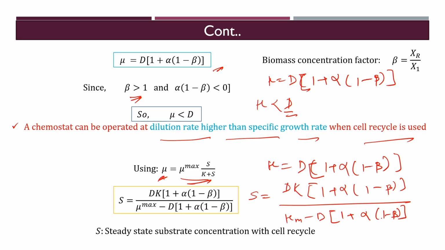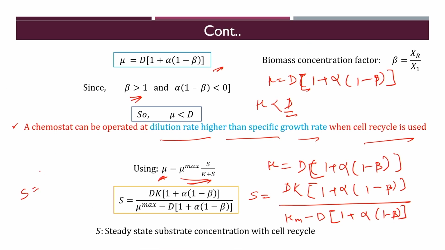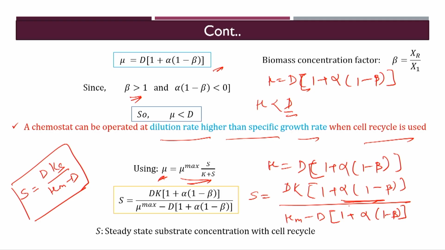So, it says what was the substrate concentration: D into Ks divided by mu max minus D. This was the substrate concentration with the free cell, but when we are going to do it with recycle, we are going to add one more term, that is the 1 plus alpha(1 - beta) term.